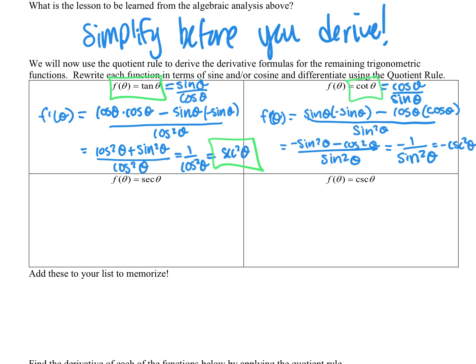And you're going to want to memorize this one. You are not going to want to do the quotient rule every time you have to find this derivative. You're going to want to think the derivative of cotangent is negative cosecant squared, okay?